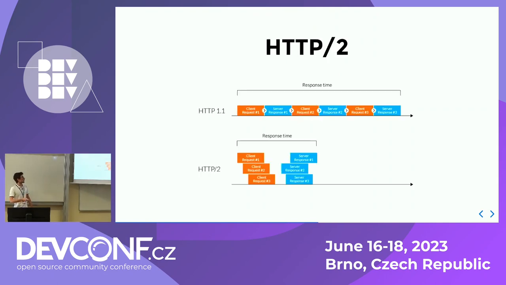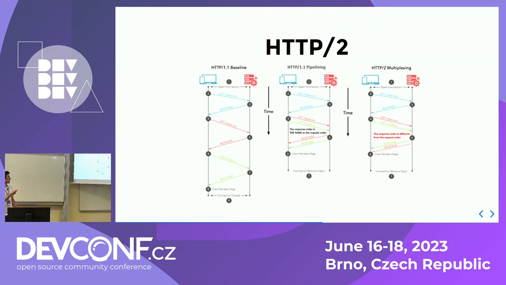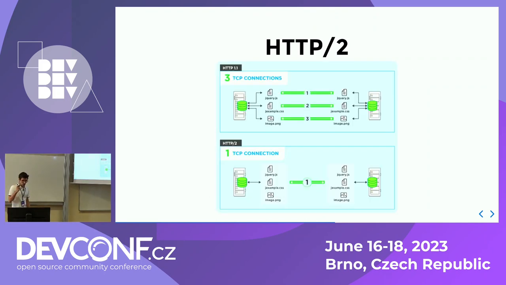HTTP/2, better performance, that's good. You have to enable that on your server. Some diagrams to illustrate how it works and why it is faster, thanks to the multiplexing. Everything is in the same pipe, unlike HTTP/1.